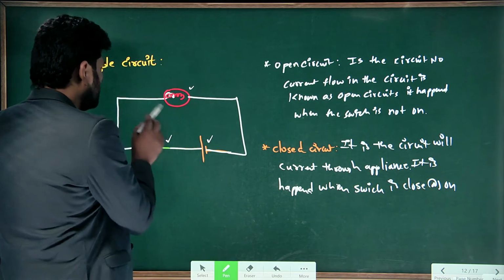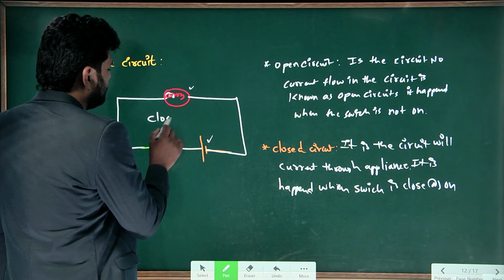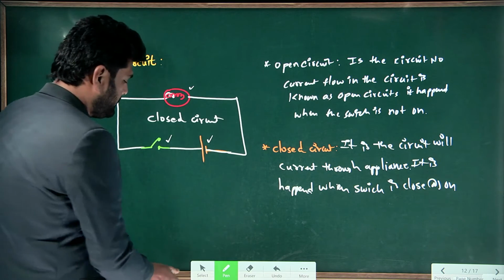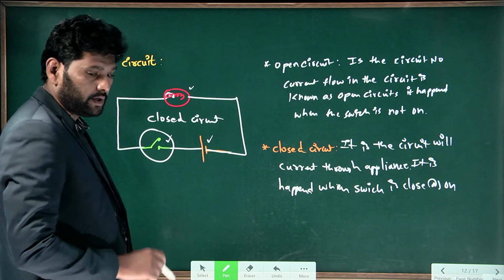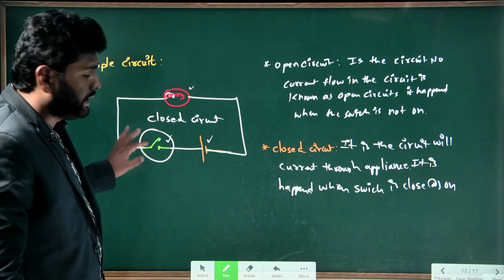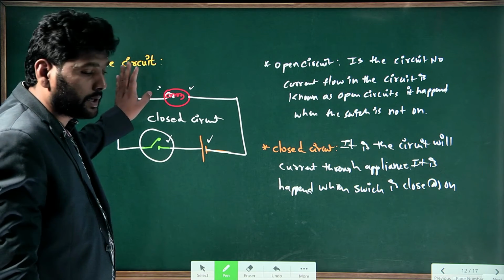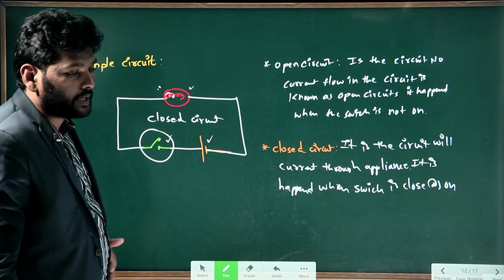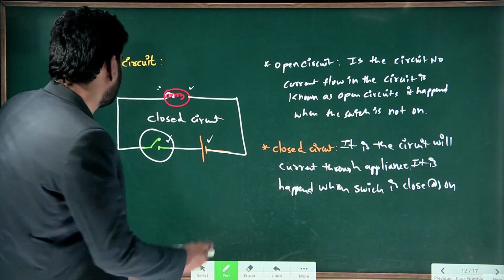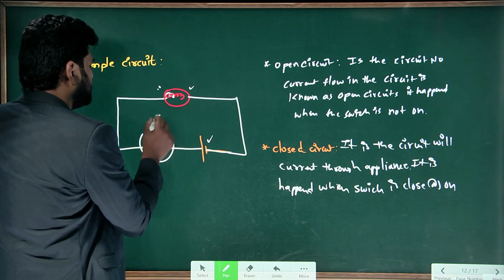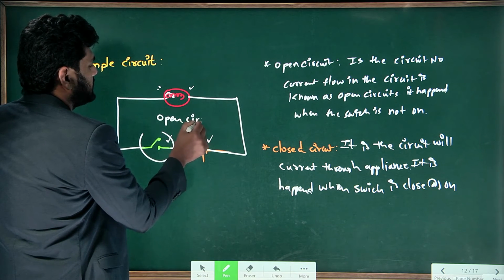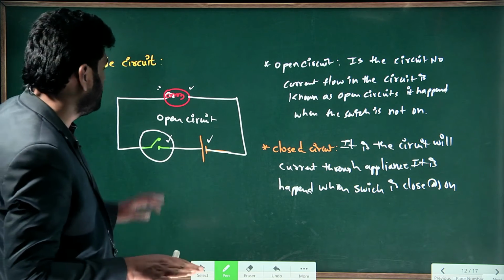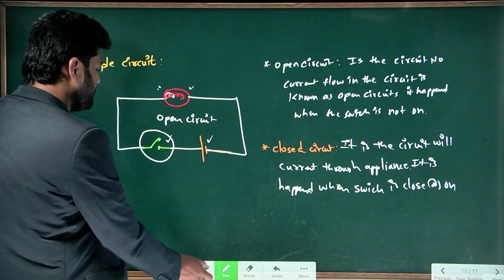Now here, this is an example for what? Open circuit. Because you cannot observe any current flow; this is the symbol of the key, and the key is open. When the key is open, current will not flow through this bulb, the appliance. This is not closed, so this is an open circuit. Because the switch is open, no current is observed. Next, what is the symbol for the closed circuit?